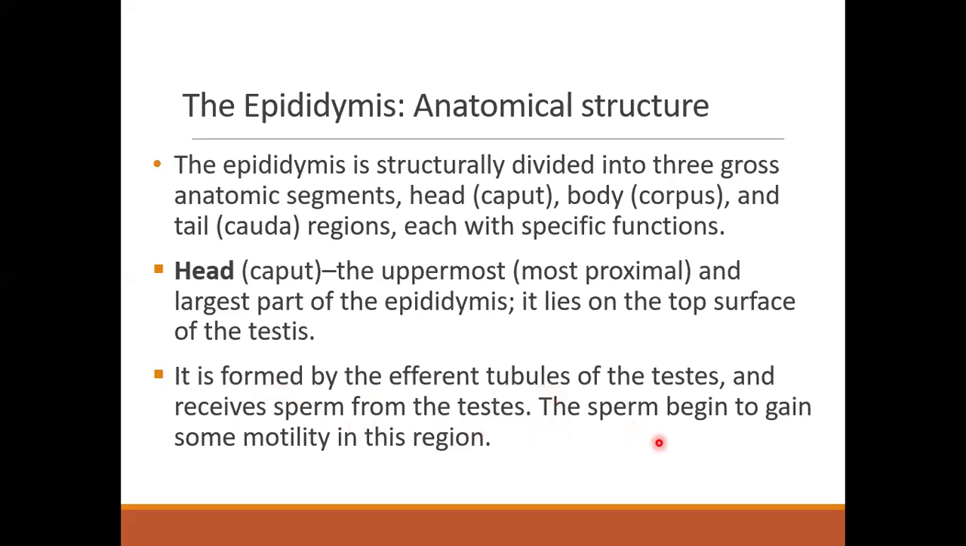So the sperm begin to gain some motility in this region. Remember, we said that by the time the sperms get to the epididymis, they are still immature. Why are they immature? Immature because they cannot move. And one of the key things we expect a sperm to do is to be able to gain motility. All right. So if you haven't gained motility, it means that you are immature or functionally immature. That is where it starts, the head of the epididymis.